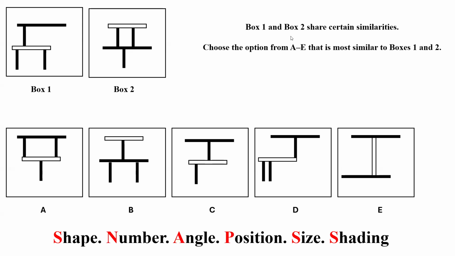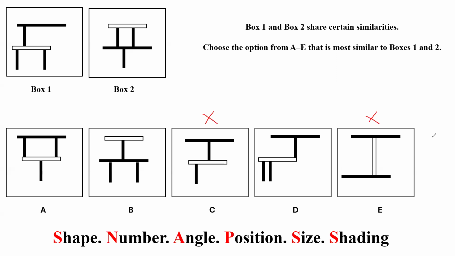The answer is D, because on box 1 and 2, you have 4 black lines and 1 white line. So we can rule out C and E because they only have 3 lines and 2 lines. Perfect. For box 1, 2 of the lines are touching each other and 2 of the other lines are parallel. And that works for B, but it doesn't work for A.